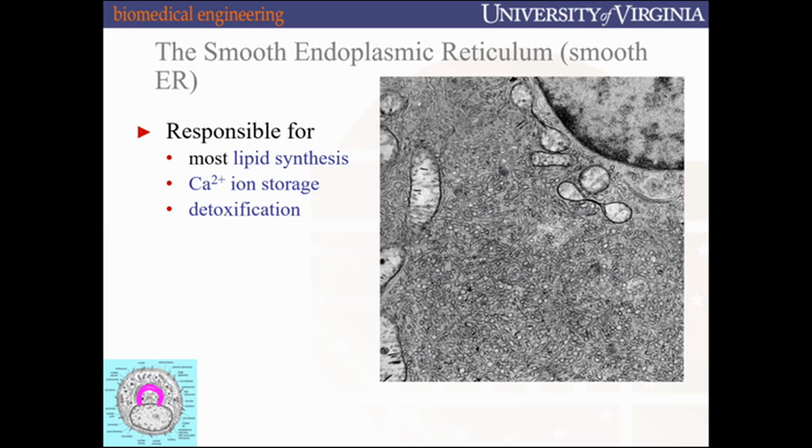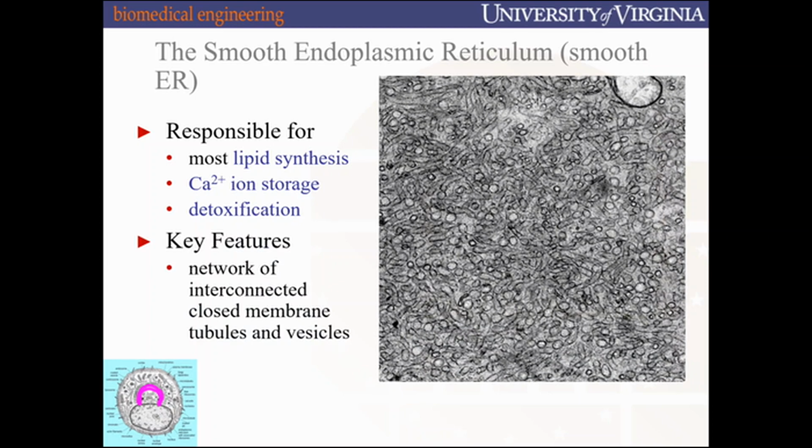Another organelle is the smooth endoplasmic reticulum, or smooth ER. Let's zoom in here for a second. One of the key features of the smooth ER is that it's an interconnected network of membrane tubules and vesicles, as nicely illustrated in this picture here. This organelle plays many roles inside the cell. It's a location for lipid synthesis, and it's also a site for calcium ion storage. This becomes important for cell signaling, as we'll discuss later in the semester.